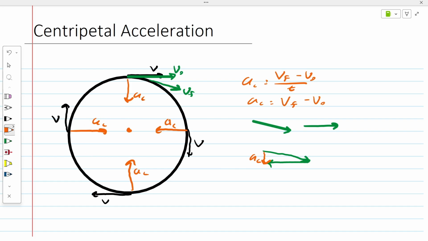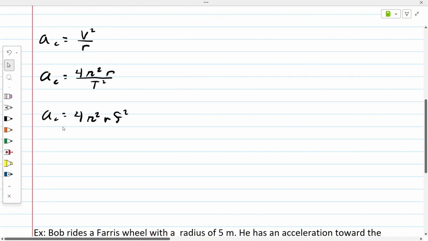Even though the magnitude might be constant, the direction is changing, so we cannot use kinematic equations from the first unit of physics. We have to use a different way to determine the centripetal acceleration. If I scroll down here, we have 3 equations that we can use for centripetal acceleration that are basically saying the same thing. This is the main one right here: the centripetal acceleration equals the velocity, or tangential speed, squared over the radius of the circle. And we can simply derive these two formulas from this one up here.